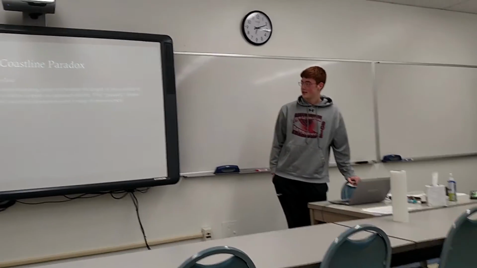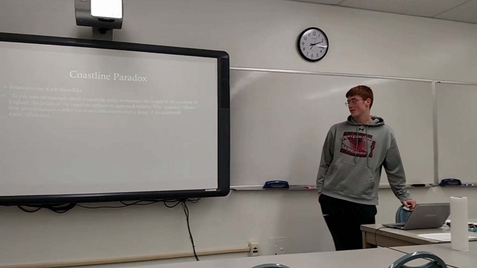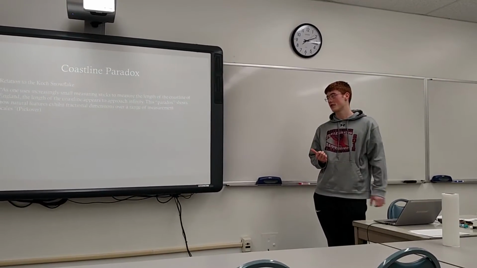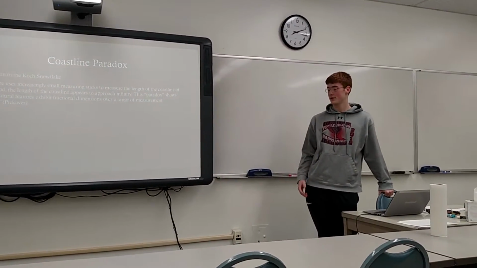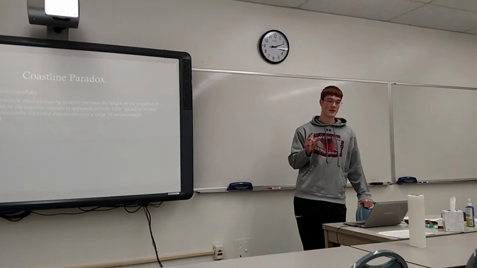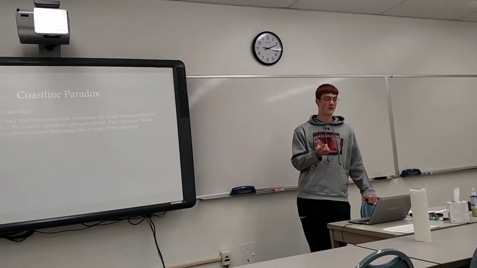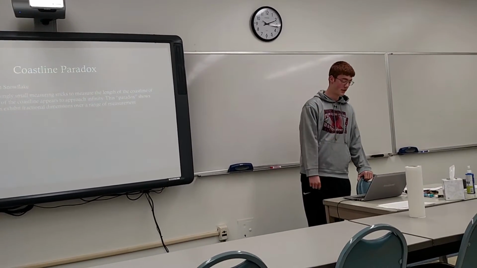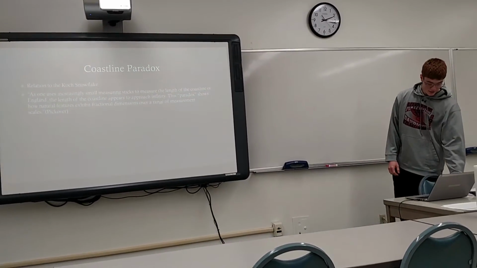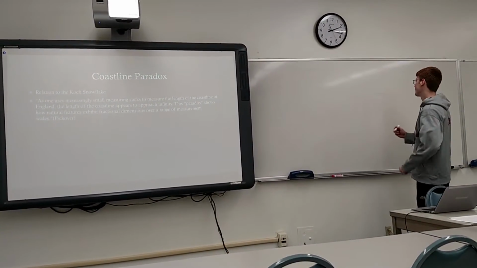This paradox shows how natural features exhibit fractional dimensions over a range of measurement scales. So in that first sentence it says basically the smaller the measuring stick you use, the larger the coastline will appear, the length will be. Just like the Koch snowflake, when the sides got shorter and there became more of them, it became a longer perimeter around the outside and approached infinity. So I'll show an example of that here.